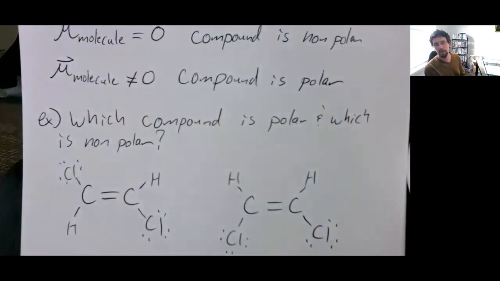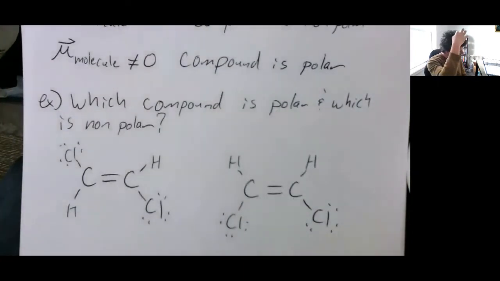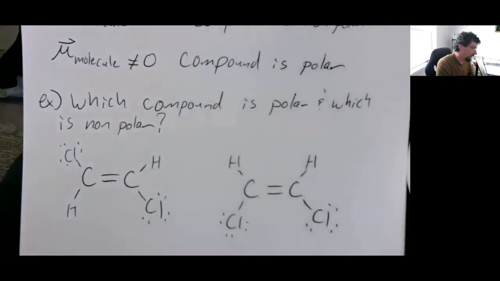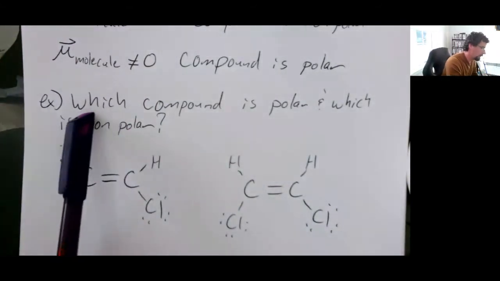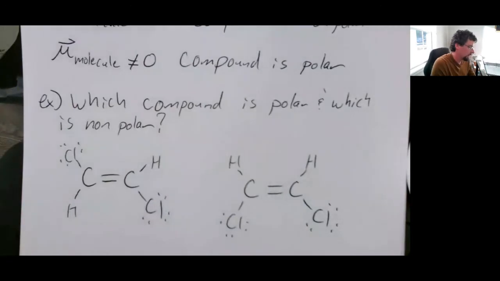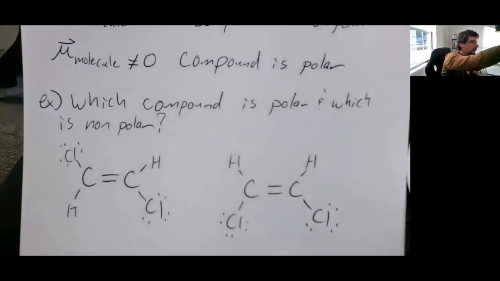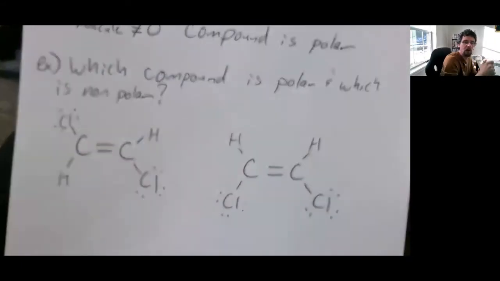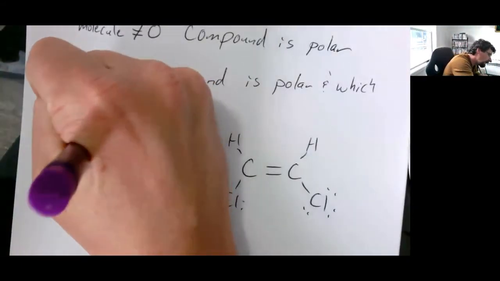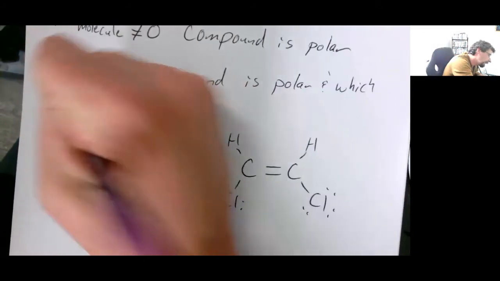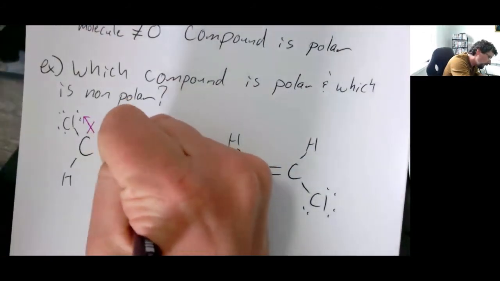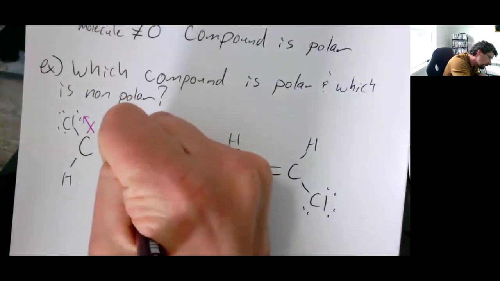Okay, so we have these two structures. Let's draw each of the bond dipoles. Now we have to consider differences in electronegativity. Which one has a higher electronegativity, the chlorine or the carbon? We look at the periodic table, we can see that the chlorine has a higher electronegativity than the carbon. So if we draw a bond dipole out, we have one pointing in this direction, one pointing in this direction.